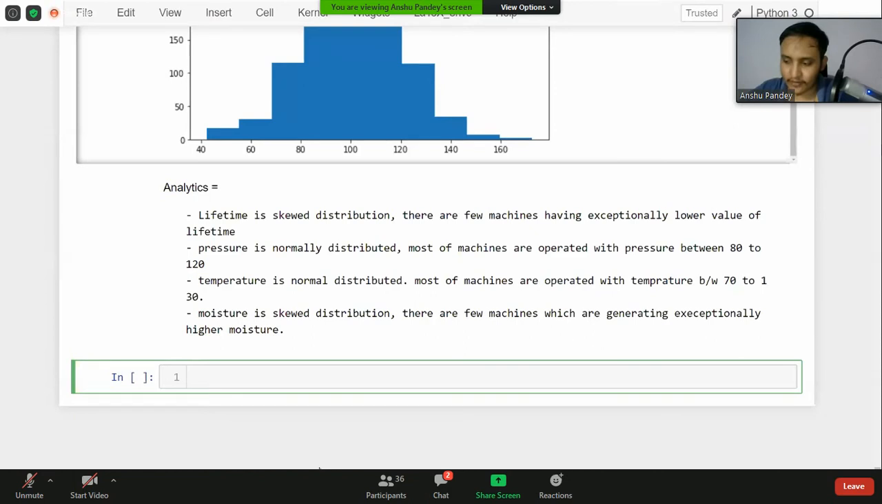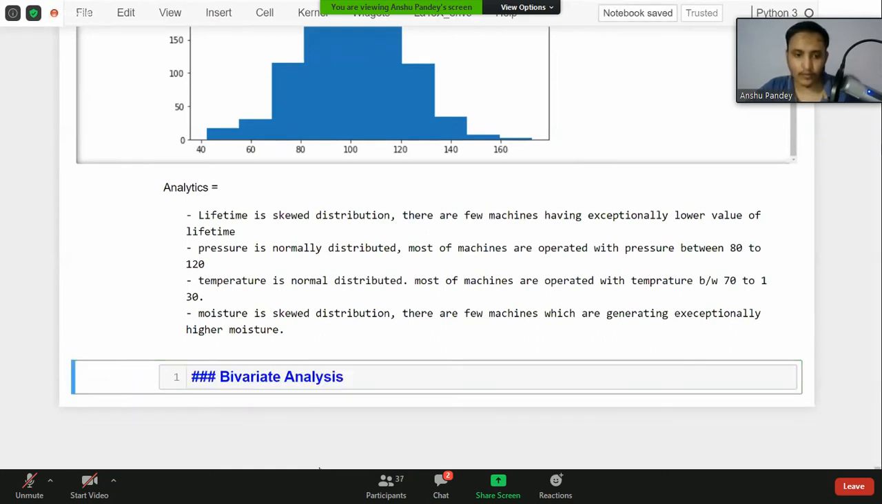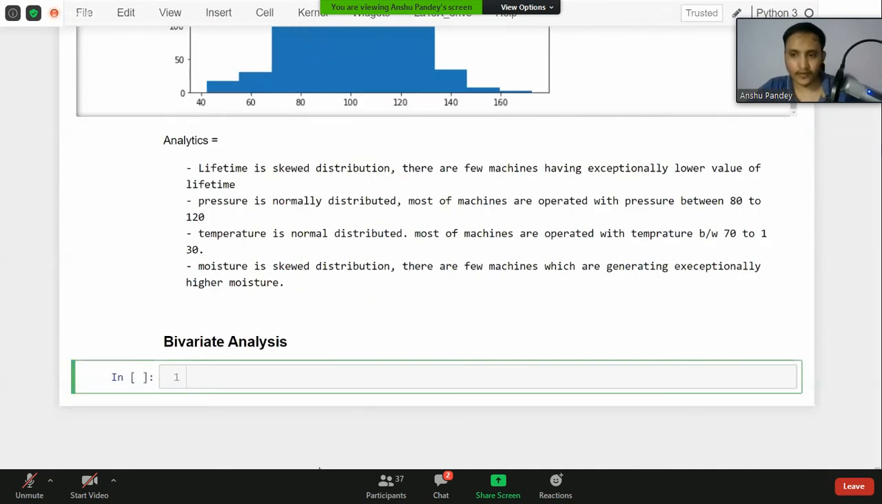We're good. Right, so let's move further. Now we're going to be shifting to the idea of bivariate analysis.